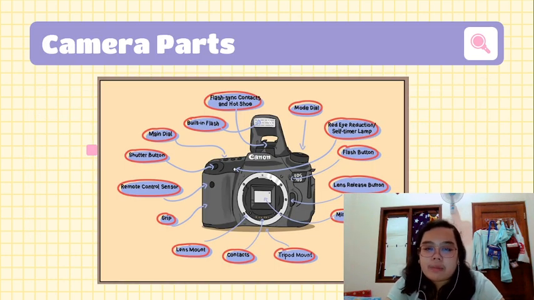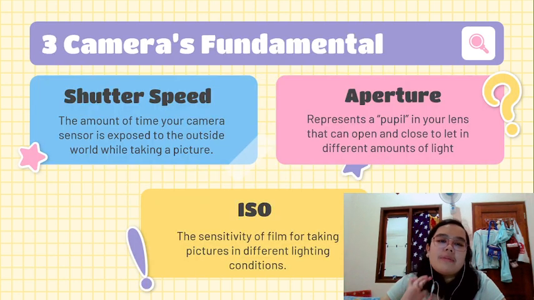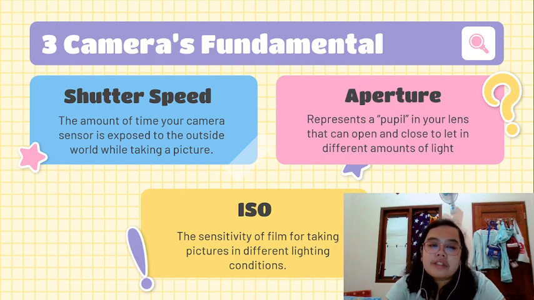There are many camera parts. You can read them one by one here. And there are three camera fundamentals. The first one is shutter speed.